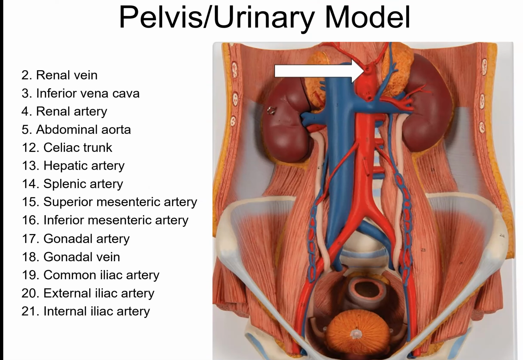Here is the pelvis or urinary model, a little bit better view. Celiac trunk, superior mesenteric artery, renal artery, abdominal aorta, inferior mesenteric artery, gonadal artery, and then common iliac arteries. And then there's your internal iliac artery. You don't really see it here, but it would be right about there. And then external iliac arteries. And here's the ligament. Once you pass through the ligament, that right there is your femoral artery.